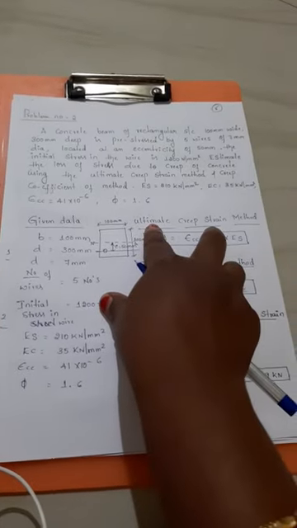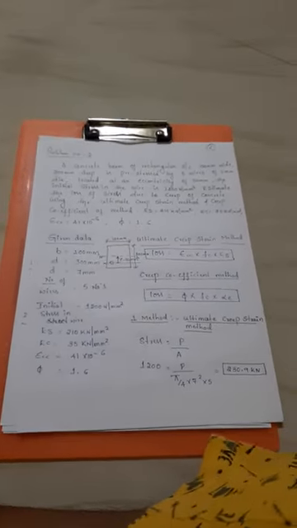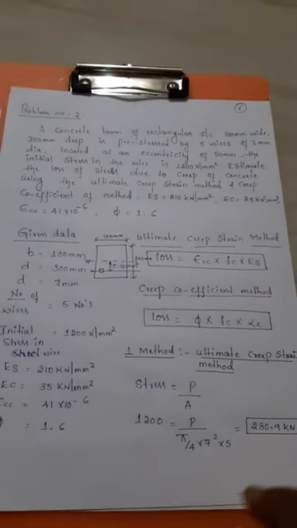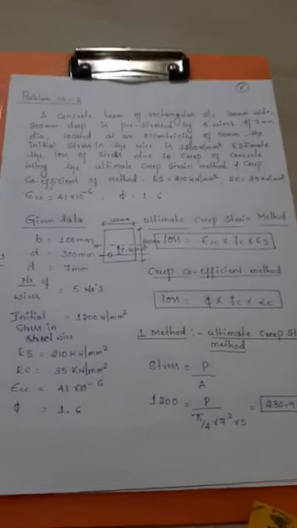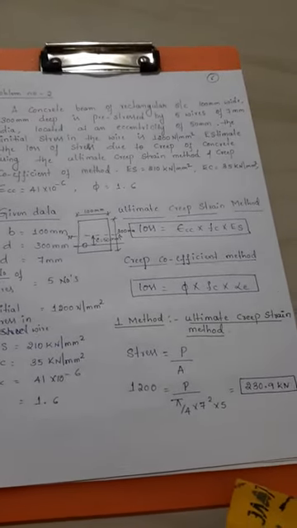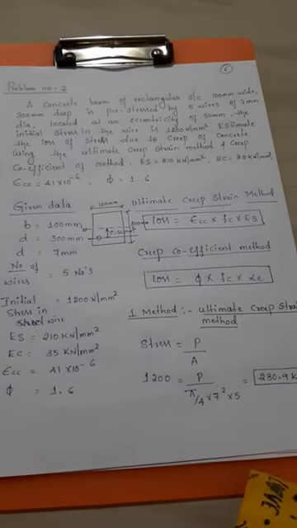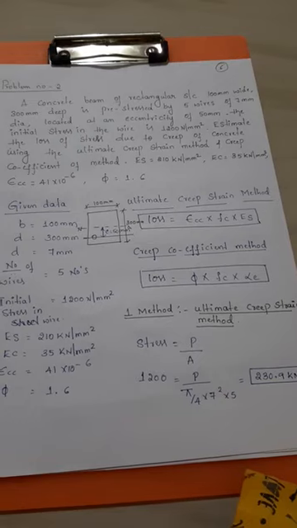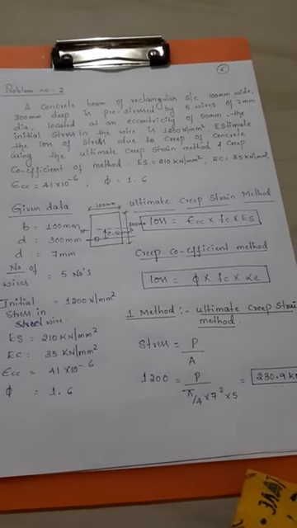Next is problem number 2, the second problem on loss due to creep coefficient, creep of concrete. A concrete beam of rectangular section 100 mm wide and 300 mm deep is prestressed by 5 wires of 7 mm dia located at an eccentricity of 50 mm.